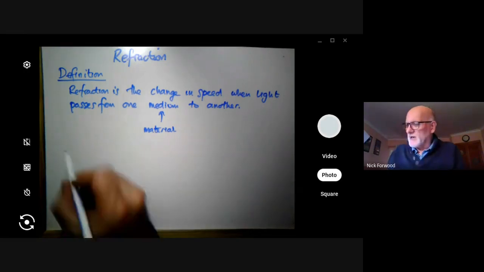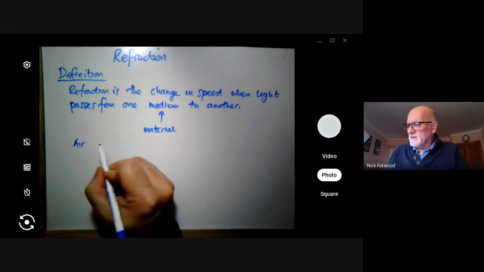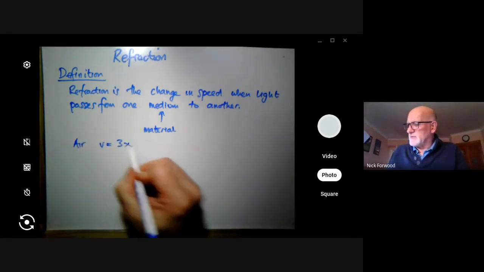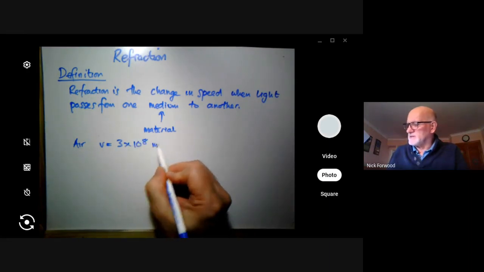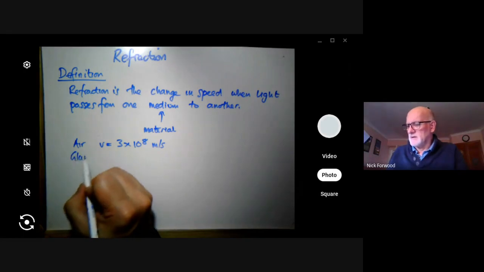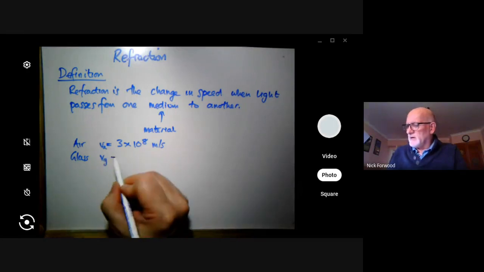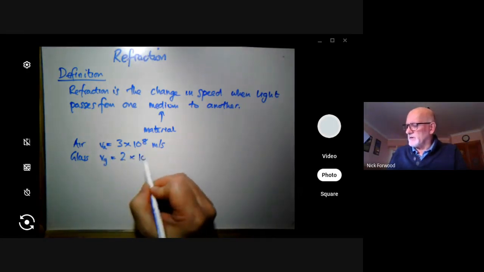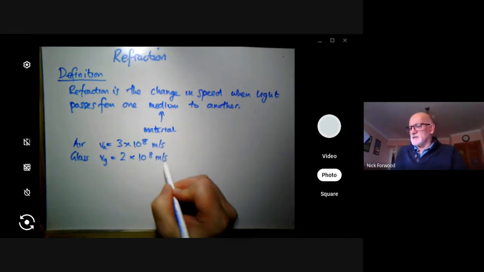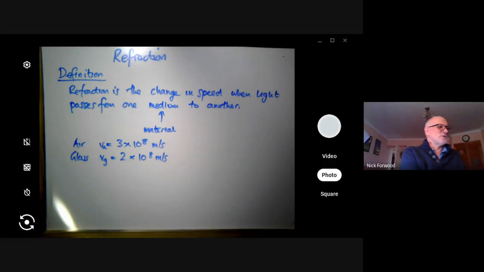So let's have a look at air. The speed of light in air is 3 times 10 to the power of 8 meters per second, and in glass, the speed, I'm going to put an a there, and I'm going to put a little g here, is about 2 times 10 to the power of 8 meters per second. So that's what refraction means, you've got a change of speed. You don't have to remember these numbers, I have to look them up.